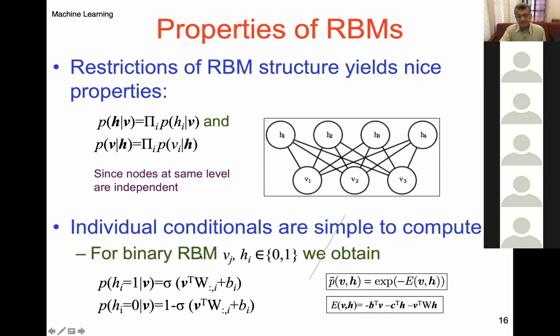For a binary restricted Boltzmann machine with V, H belonging to {0, 1}, we obtain P of H_i equal to 1 given V is equal to sigmoid of the transpose of a vector from the W matrix, plus B_i. Similarly for H_i equal to 0. So we get some simple versions involving sigmoids over here.